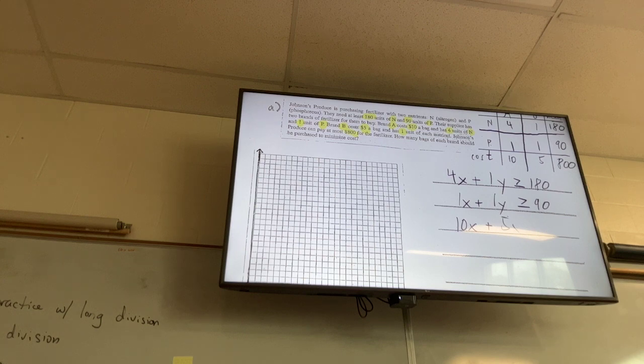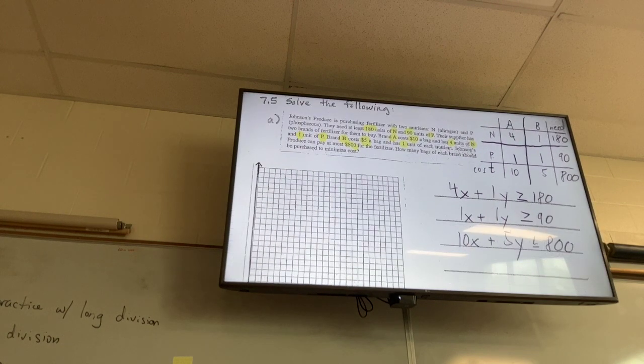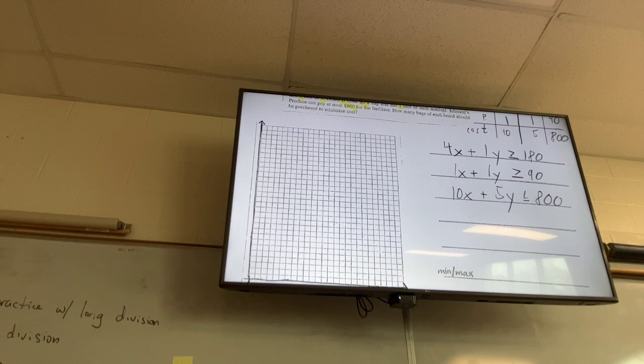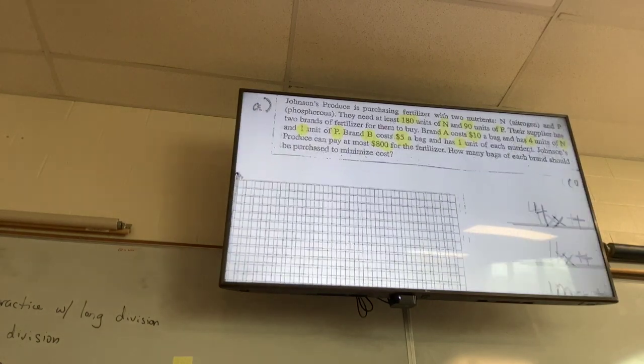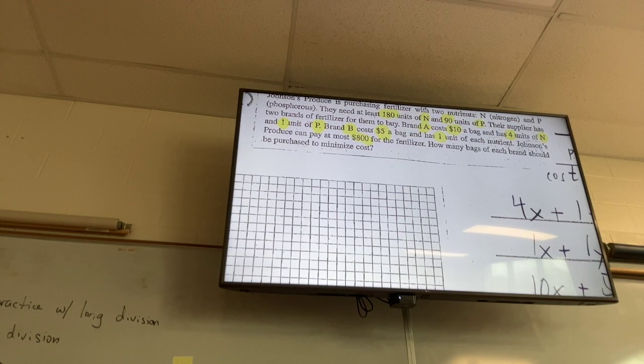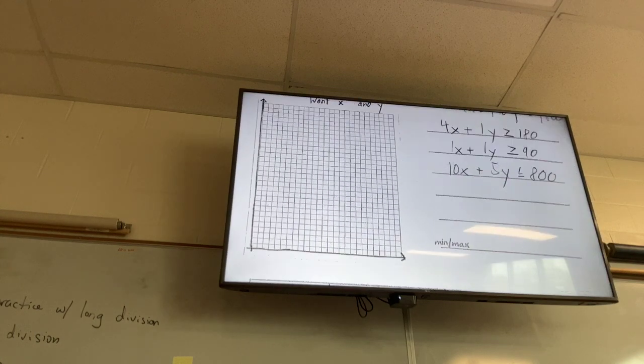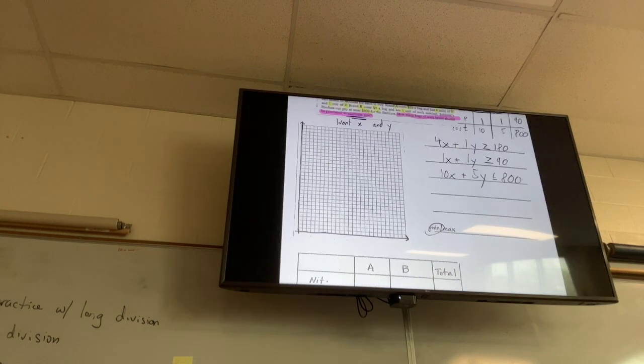What symbol am I going to use there? Less than or equal to 800, right? Because they can pay at most $800. Okay. Cool. What is the question asking, though? If each brand should be purchased. So we want an X and a Y. We want to do what here? Minimize or maximize the cost? We want to minimize. Okay, we want to minimize the cost.